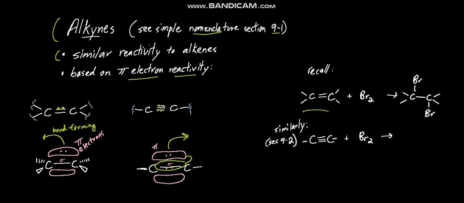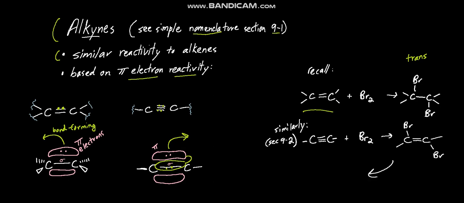Now, if you remember, alkenes can be brominated. The reaction goes trans, meaning they attach on opposite sides of the molecule. And so an alkyne can similarly react in that way, generating a brominated compound, but the double bond is still left behind. We went from triple to double.